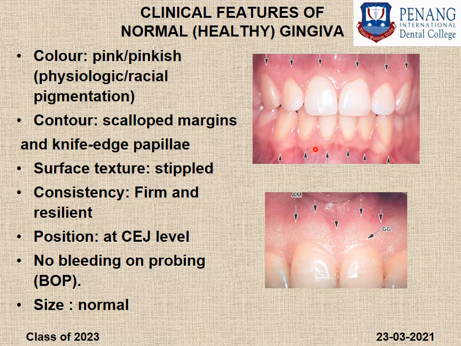The consistency is firm and resilient, and the position of the normal gingiva is at the CEJ or a little above the CEJ. There is no bleeding on probing, and the size is normal without any gingival enlargement.